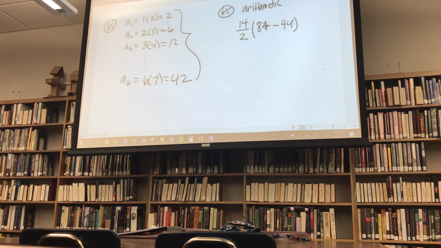And same thing for 66. What kind of a series is 66? Geometric. And so that formula is a little trickier. It's the first term times 1 minus r to the n over 1 minus r. But a lot of that's pretty easy to figure out. What's the first term?